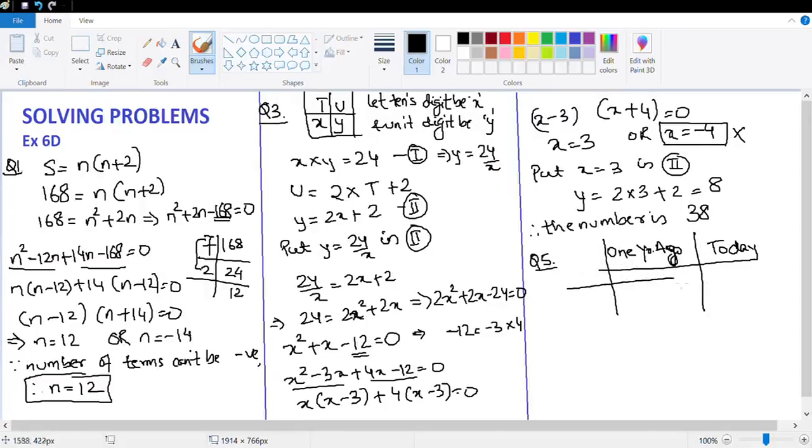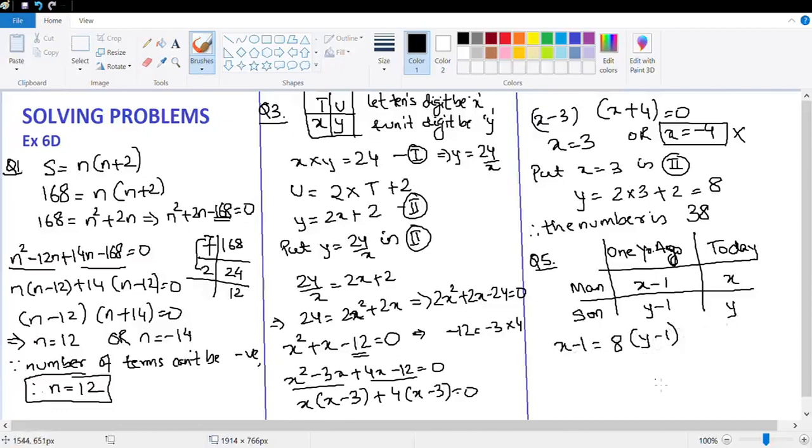And there are two people given. The first one is the man and the other one is the son. So let the man's age today be x and the son's age today be y. 1 year ago, his age was x minus 1 and the son's age was y minus 1. Now let's see the relationships which are given. 1 year ago, a man was 8 times as old as his son. So 1 year ago, the man, which means x minus 1, was 8 times as old as his son, which is y minus 1. That's the first one that we have.